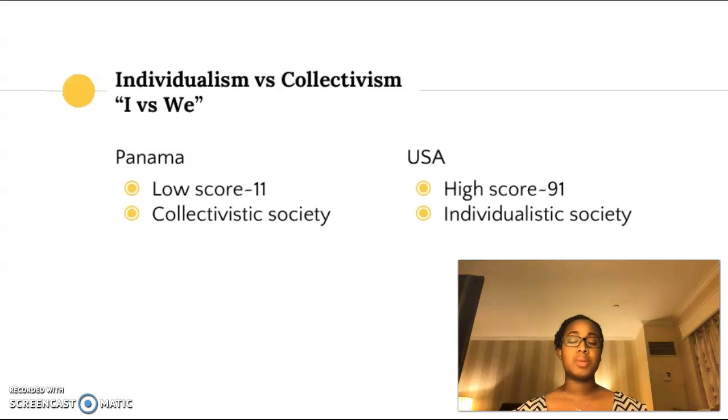Individualism versus collectivism, it's the I versus we concept. So Panama had a low score, so they're collectivistic, meaning that they like to help those around each other. It's less of I want to get everything for me and more of I want to help my community rise. Whereas the United States is the opposite. They have a very high score, so they're an individualistic society, and it's more so I need to help myself grow and help my maybe immediate family grow, but that's about the extent of that one.